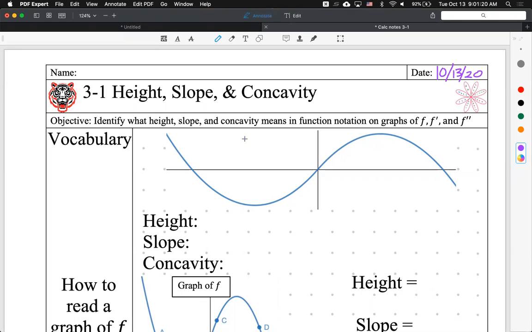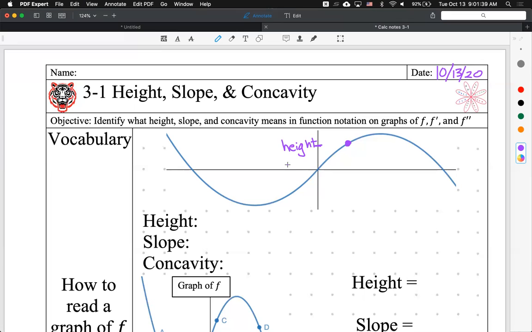If I have a graph, and I have some point on the graph, I'm just going to make it right there. It has a height. So I'll say that its height corresponds to the y-axis. So we'll label that. That's our height.